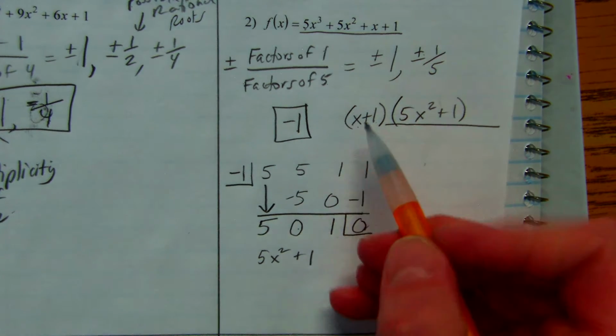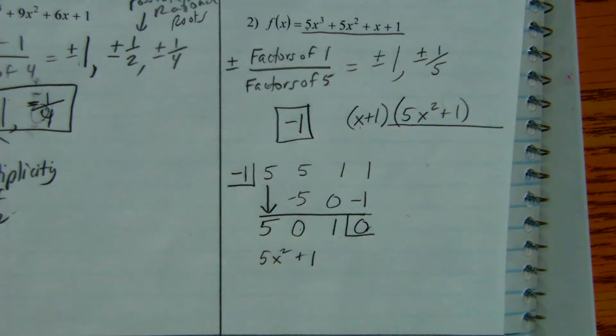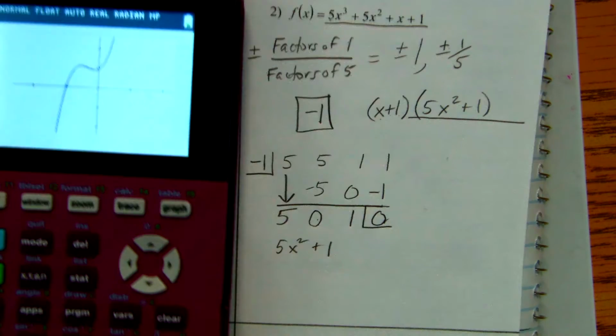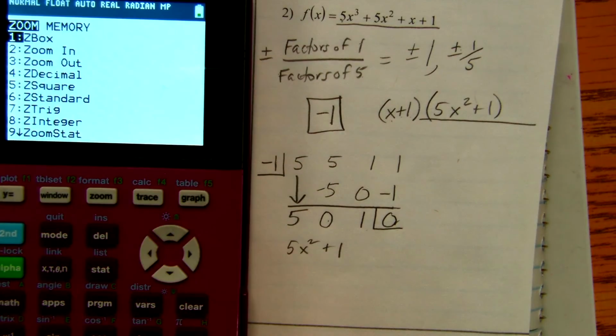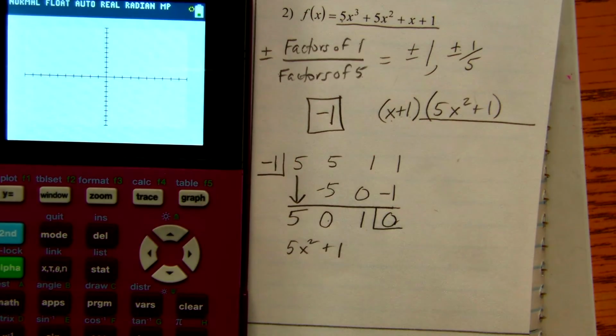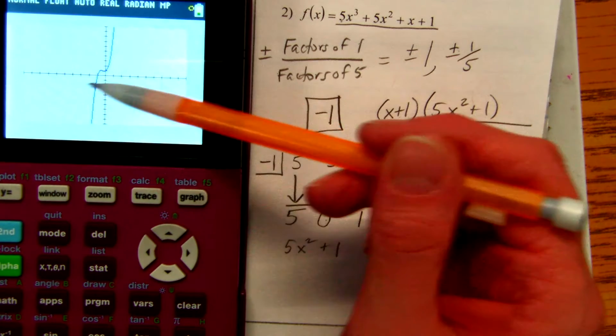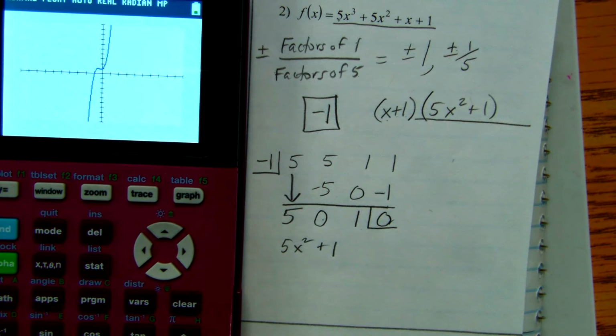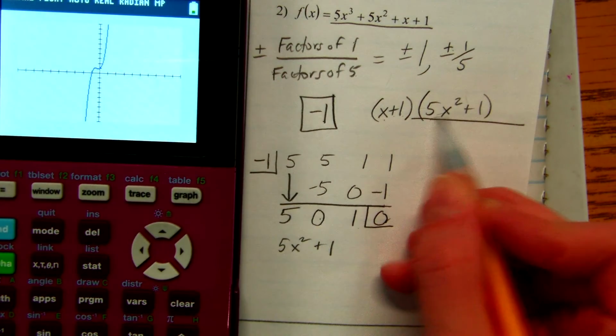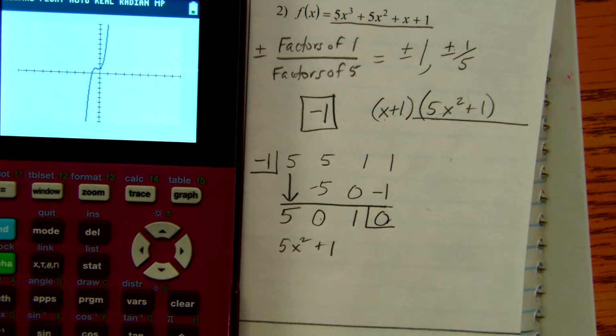So we know this part's giving me -1. Looking at the graph, and even if you went back to a regular window, I could do a zoom 6 really quick, just in case I was worried I messed something up. It isn't crossing the x-axis any other place. That means there's only one real root. Everything else has to be imaginary because it's not touching the x-axis anywhere else. So this is the part we're going to use to find the other roots.